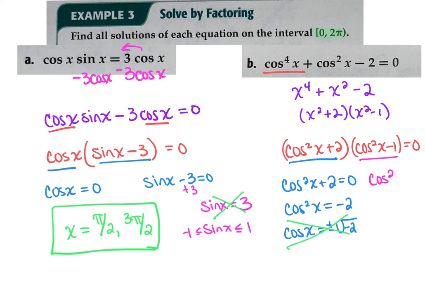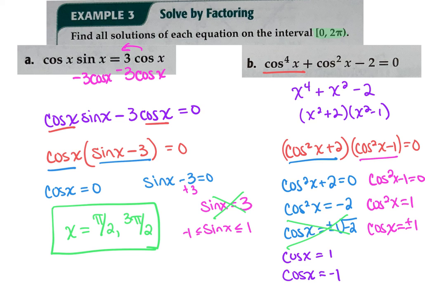Cosine squared of x minus 1 equals 0. So cosine squared of x equals 1. Square root both sides. Cosine of x equals positive and negative 1. This will give me an answer. All right. So we're saying, where does the cosine of x equal 1? And where does the cosine of x equal negative 1?